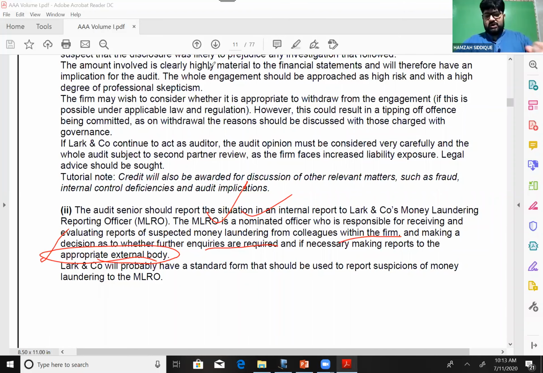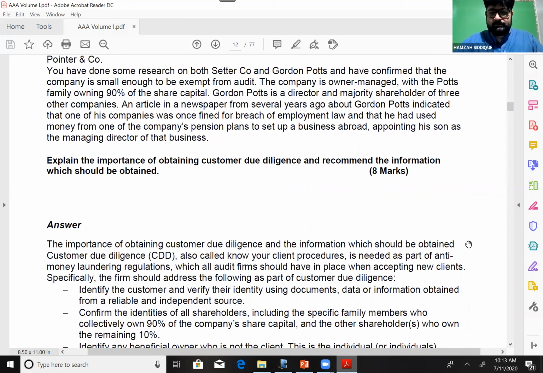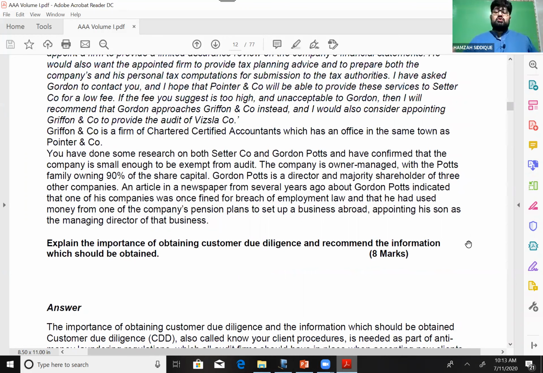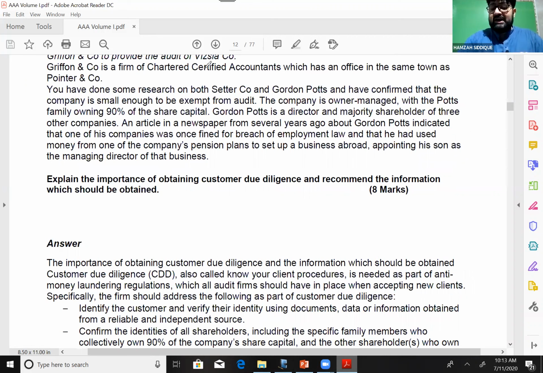Now, there is another question. Setter Company. It is June 2018, question number 2. Explain the importance of obtaining customer due diligence and recommend the information which should be obtained. 8 marks. So, what should be obtained?